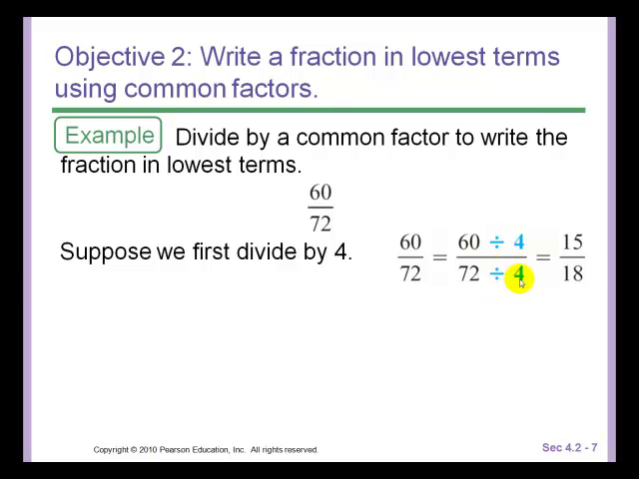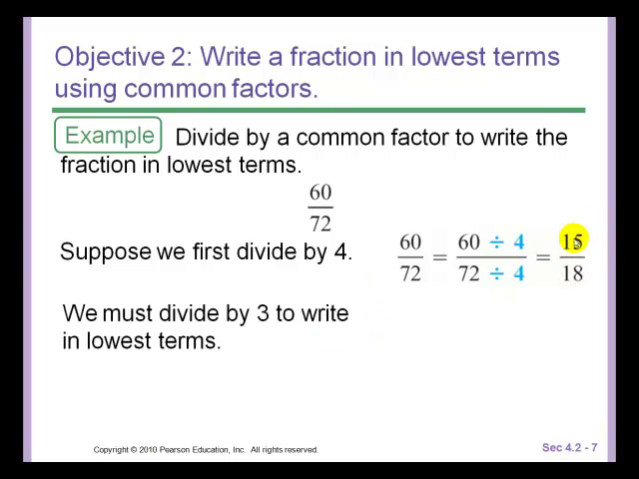You have to write them individually. However, notice with 15 and 18, there's still a common factor. We can divide both 15 and 18 by 3 as well. 15 divided by 3 is 5. 18 divided by 3 is 6. So now we're in lowest terms because 5 and 6 do not have common factors.